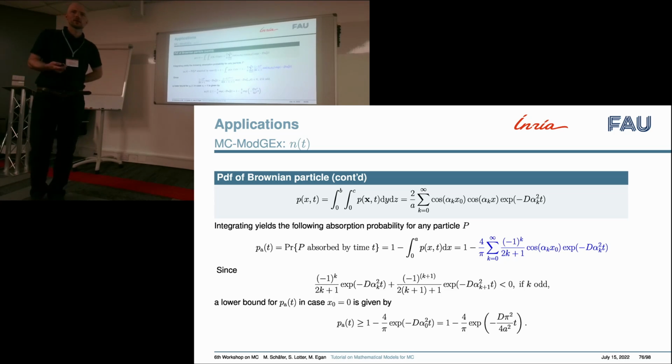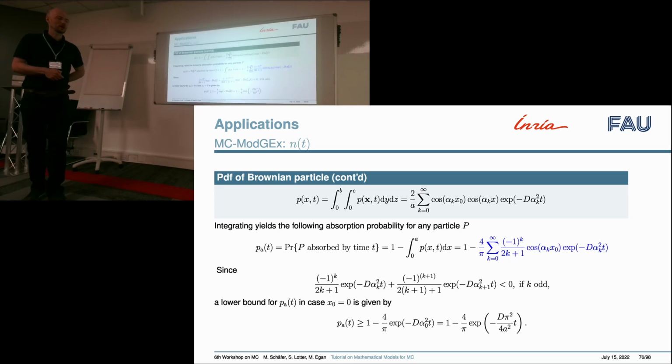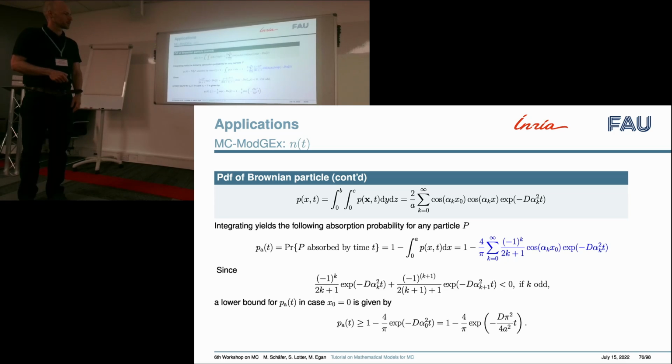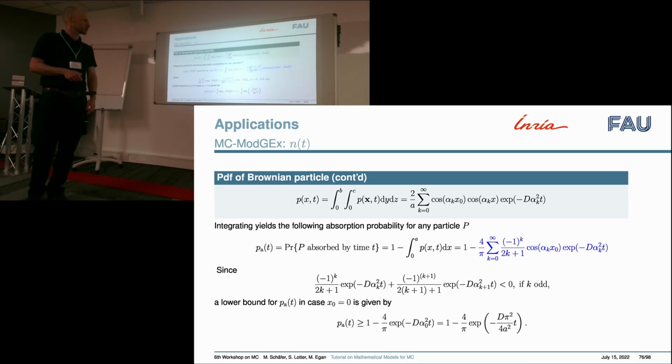And I'm spelling this out because I want to emphasize that in this expression we have basically all the system parameters present which characterize the diffusion environment and also the diffusion of the particle itself, right? So we have the diffusion coefficient here, we have the size of the box in x direction in the denominator here, the a here, and of course we have the time variable t here.